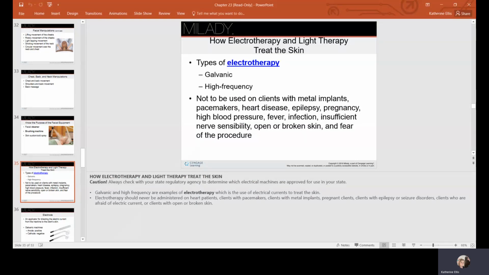All right, in the second part of our facial lecture and slide presentation, we're getting into electrotherapy, light therapy, and how it can treat the skin. So there are two different types of electrotherapy, which are galvanic and high frequency. These are not to be used on clients with metal implants, pacemakers, heart disease, epilepsy, pregnancy, high blood pressure, fever, infection, insufficient nerve sensibility, open or broken skin, and fear of the procedure.